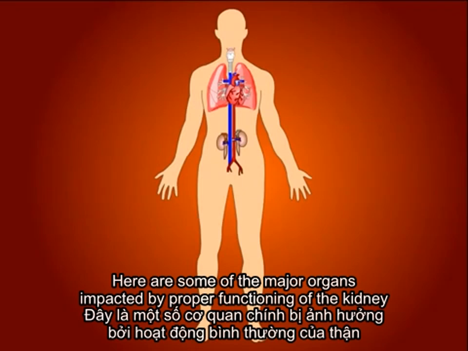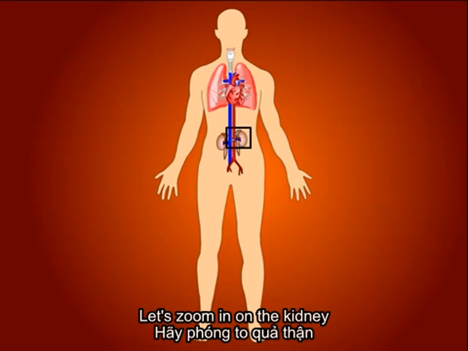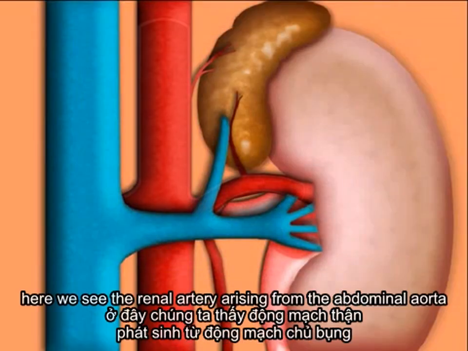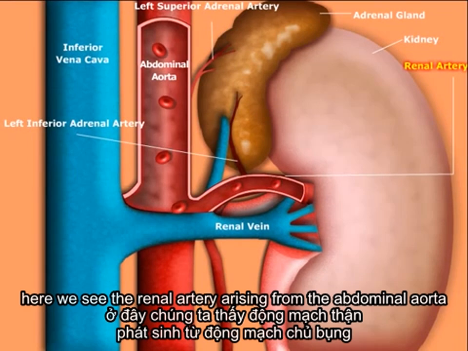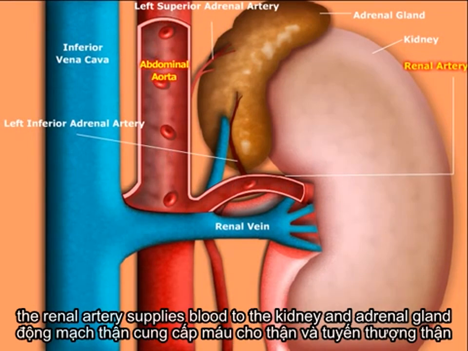Here are some of the major organs impacted by proper functioning of the kidney. Let's zoom in on the kidney. Here, we see the renal artery arising from the abdominal aorta. The renal artery supplies blood to the kidney and adrenal gland.